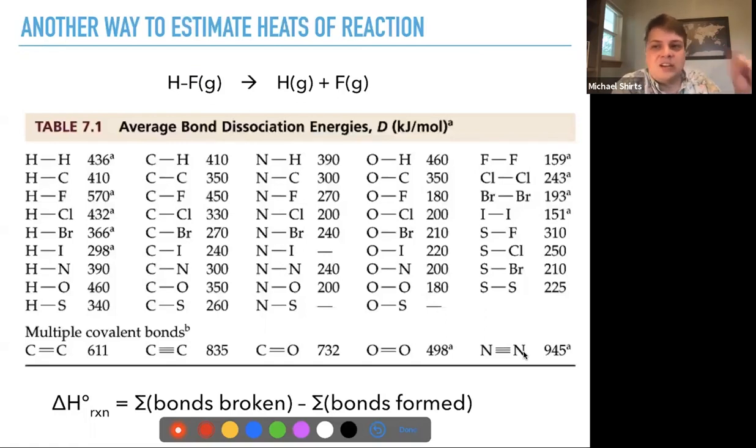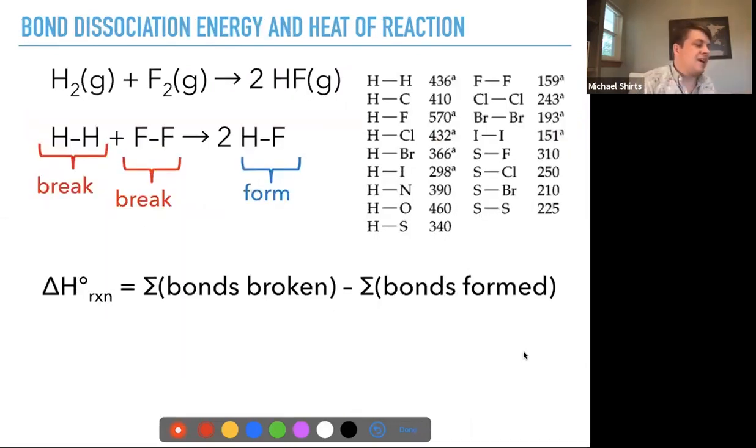So you just have to keep track of all the minus signs to make sure that you're doing it right. So you break all the bonds and you have to put in all that energy, and then you subtract out the energy that comes out when the bonds are formed. Okay, so let's actually try and put this together.